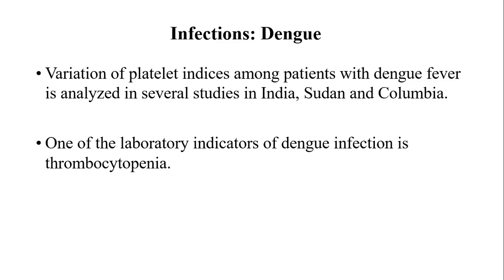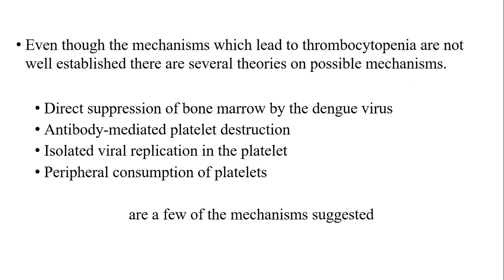As we all know, low platelet count is a laboratory indicator to diagnose dengue infection. However, we still don't know the mechanism behind this low platelet count. There are several theories postulated. One is whether there is direct suppression of bone marrow by the dengue virus. Secondly, whether there is antibody-mediated platelet destruction. Thirdly, whether there is isolated viral replication in the platelet. Fourthly, if there is peripheral consumption of platelets. Either one of them or a combination of them can be the cause, or there can be another mechanism which we still don't know. So the exact mechanism is yet to be found.